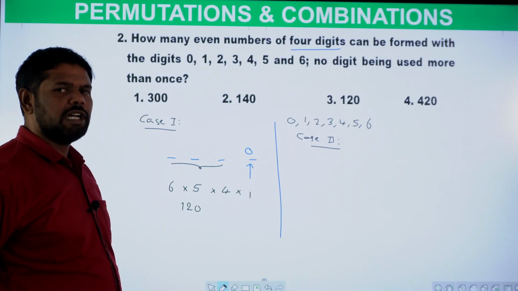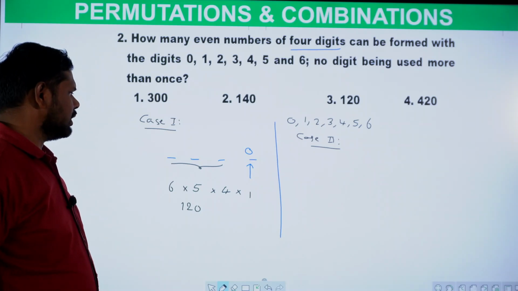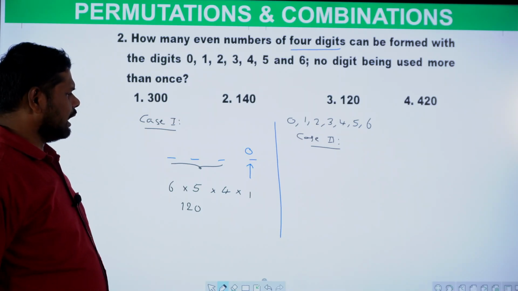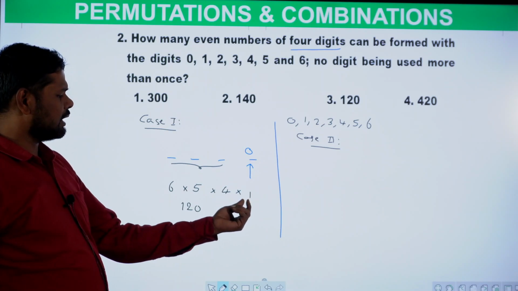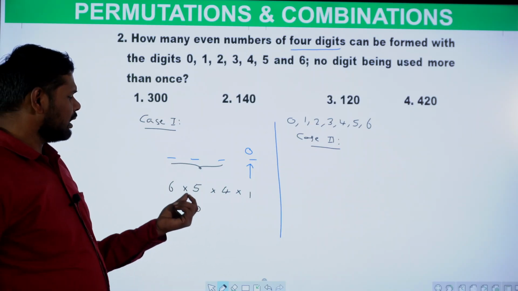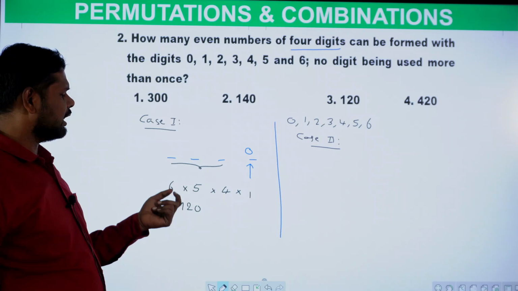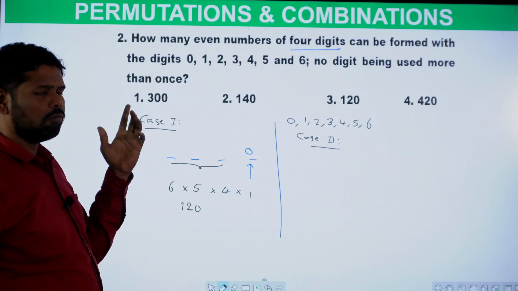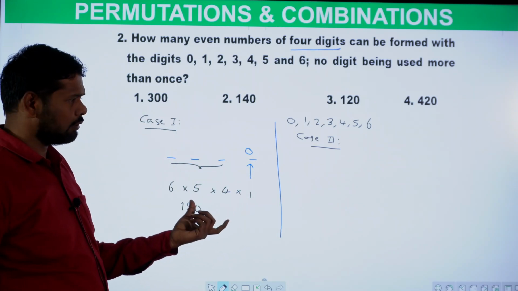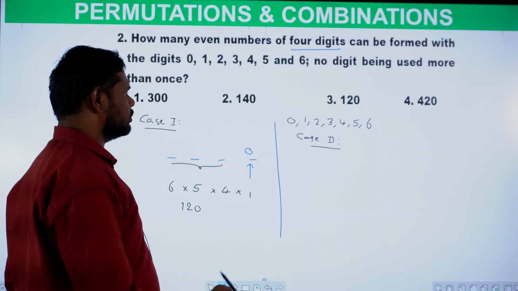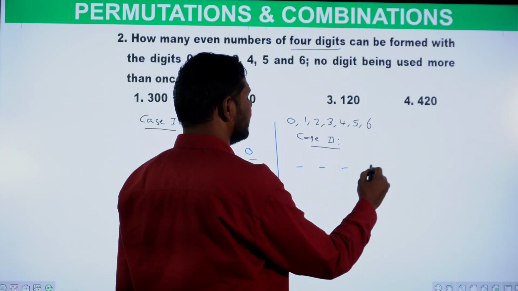Even numbers ending with 0 are how many? 120. Simple. Ending with 0, there is definitely only one possible way for the last digit. That's why one way. The remaining 6 digits are there, at the first position 6, then any one of the remaining 5, then any one of the remaining 4. So 6 into 5 into 4 into 1. Similarly, case 2: ending with an even digit.